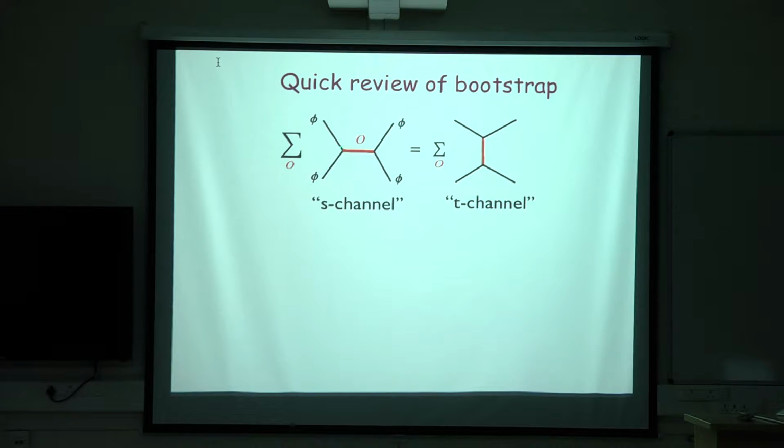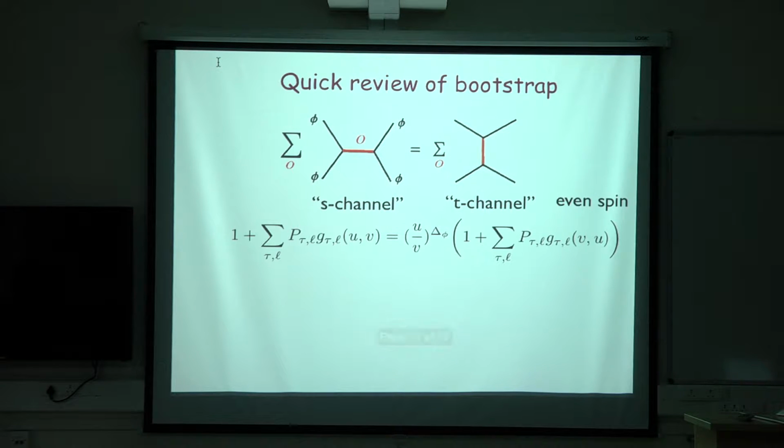So you have a 4-point function of 4 identical scalars, and because these are identical scalars in the story that I'm telling you, the exchanged operator will be a symmetric traceless object, so it will have even spin. One of the channels is called the S channel, the other the T channel. The bootstrap equation takes on this form, where I've factored out a power of u and taken it to the right-hand side.